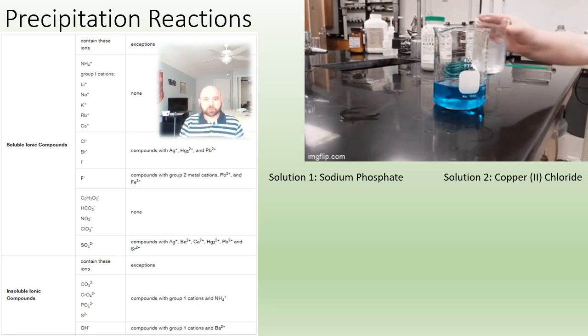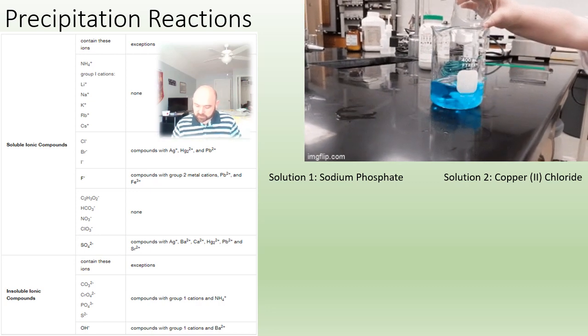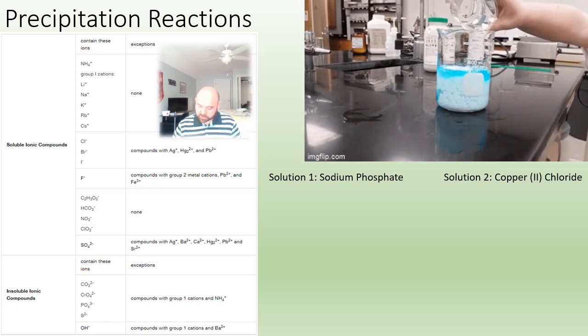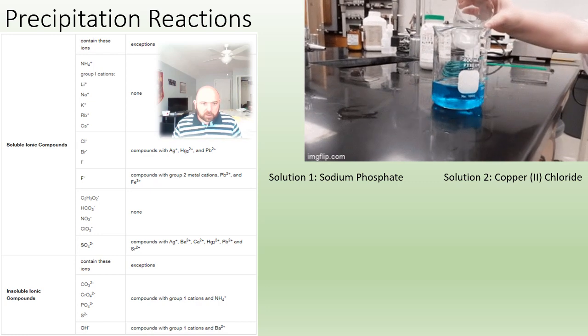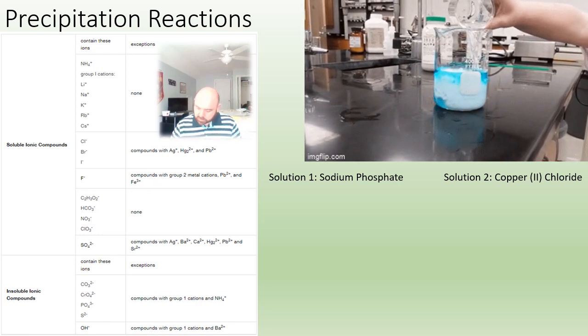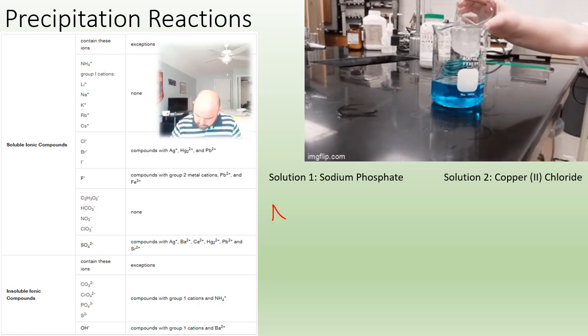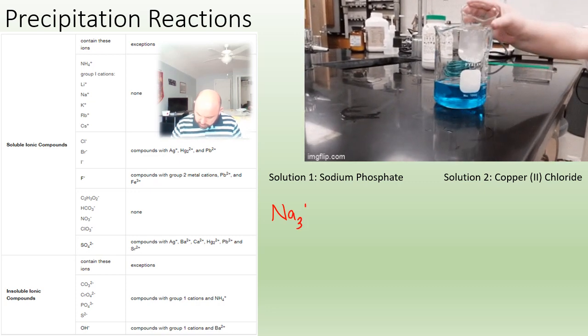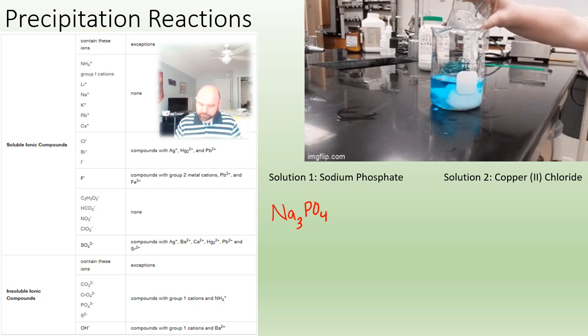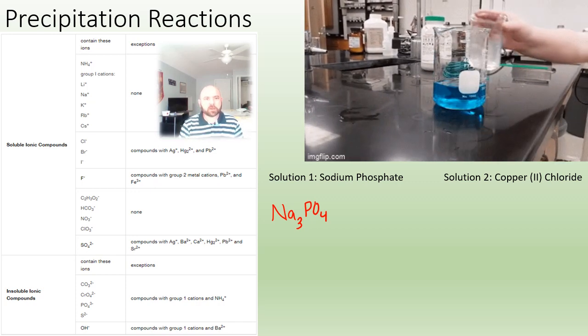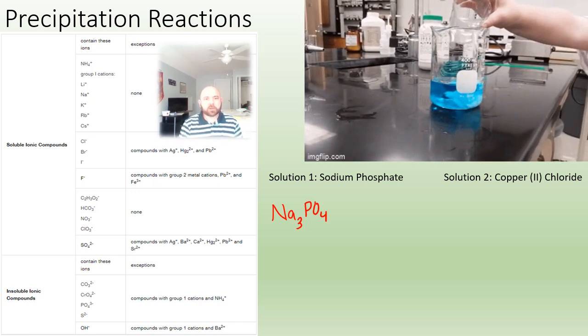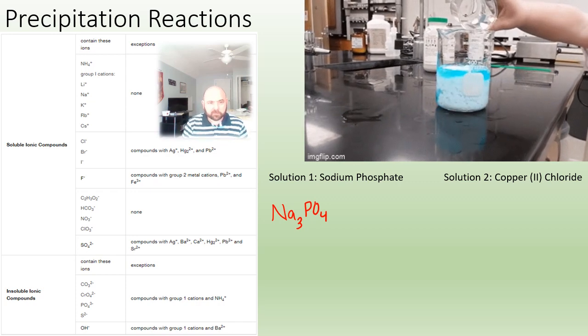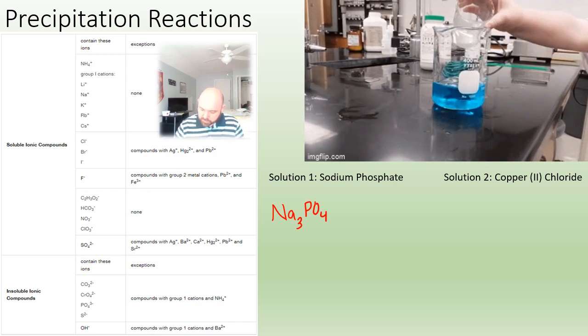So it says solution 1 is sodium phosphate. Sodium phosphate would have the formula Na3PO4. Sodium is a 1+ ion. Phosphate is a 3- ion, giving us the formula that you see there.